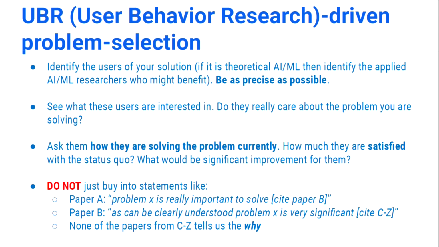And do not buy into statements like this. Let's say you're reading a paper and this paper says, problem X is really important to solve, and cites paper B, and paper B says, as can be clearly understood, problem X is very significant, and cites C to Z, and none of the papers from C to Z tells why.